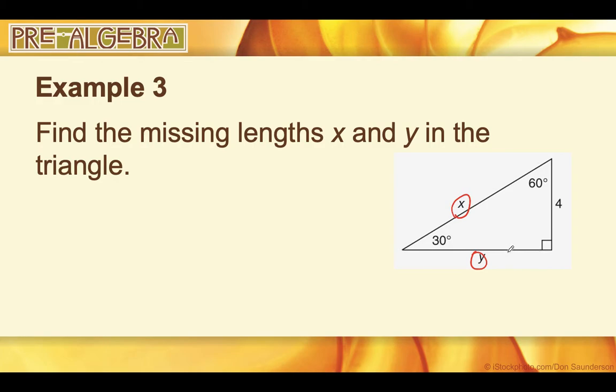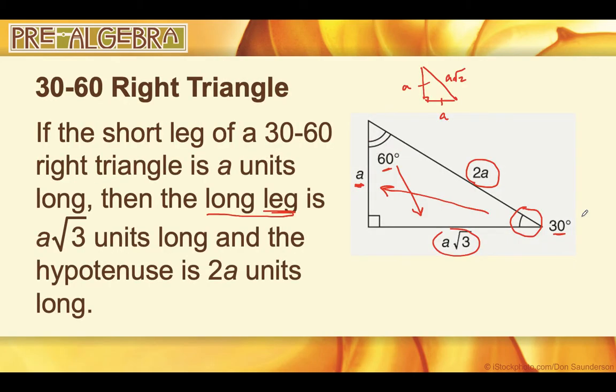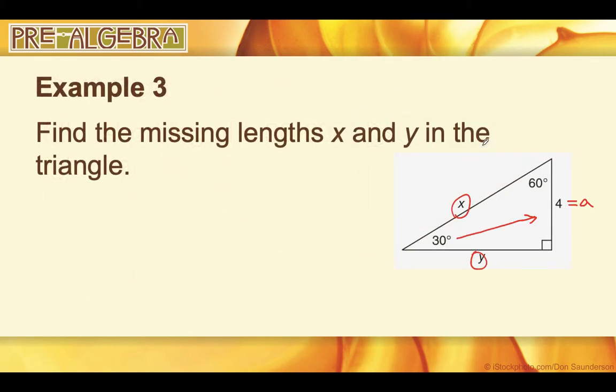Okay. Let's find which one is the shortest side and shortest leg and which one's the longest leg. Well, here's my 30-degree angle. The side opposite of that one is going to be my shortest side. So 4 is represented as my A value. Again, if you need to go back to the original, we've got A, A root 3, and 2A. So 4 is my A value because it's the shortest leg.